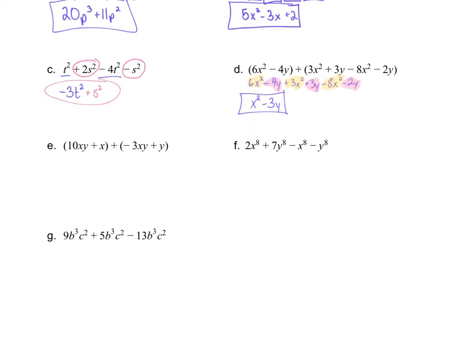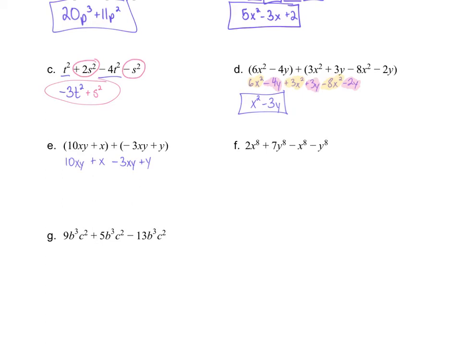All right, so letter E. I have 10xy plus x plus a negative 3xy, so minus 3xy. And then I'm adding a positive y, so plus y. All right, so I have a plain old x and a plain old y. Neither of those can be combined with anything.